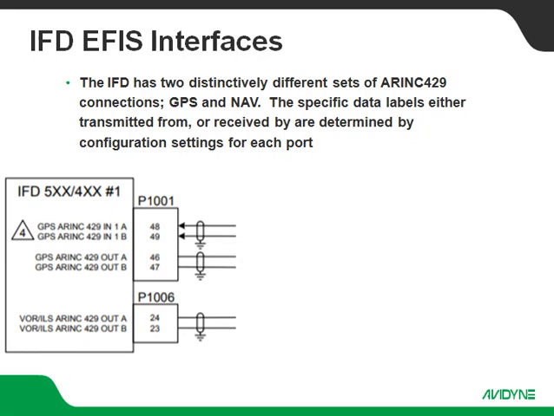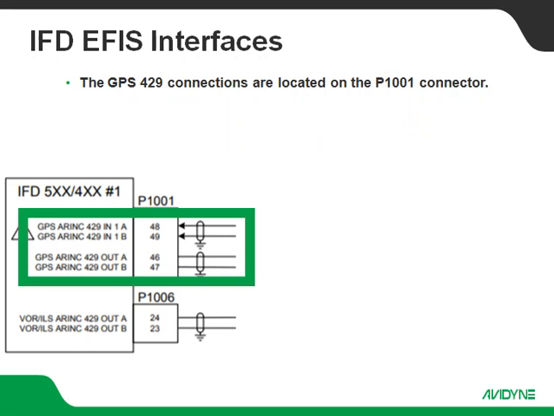But as you can see in this example, this is just from a generic EFIS interface. We've got an ARINC 429 in, an ARINC 429 out for GPS, and then on the 1006 connector we've got the VOR ILS ARINC 429 out. So let's dive a little bit deeper into this. Again, GPS 429 connections are located on the P1001.